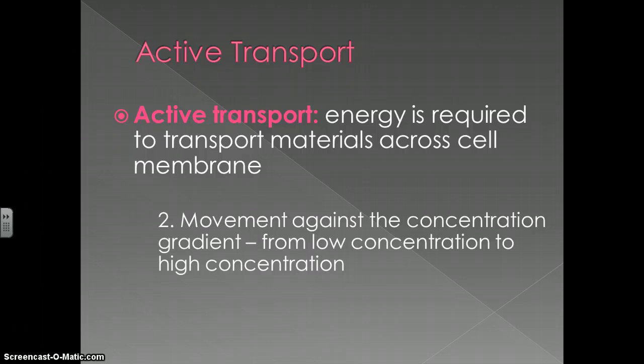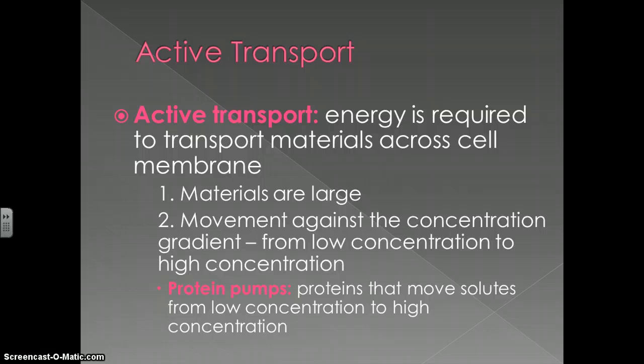The second reason that energy would be required to move things across a cell membrane is if the substance was moving against the concentration gradient. In other words, from low concentration to high concentration. This is backwards of the way things usually move. Protein pumps are special channels that use energy to move substances from low concentration to high concentration. These can be found in your nerve cells also. Pumping in sodium is an important way allowing a message to move down a cell to another part of your body.